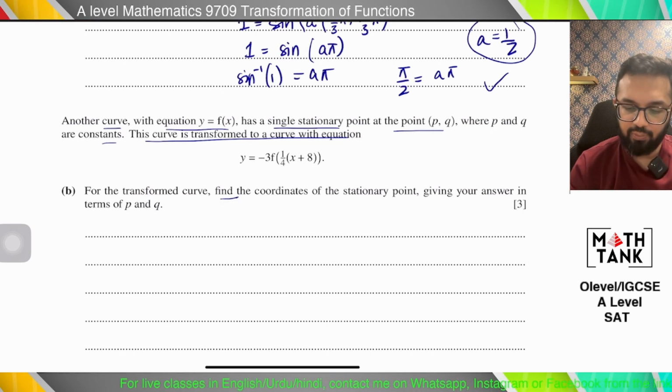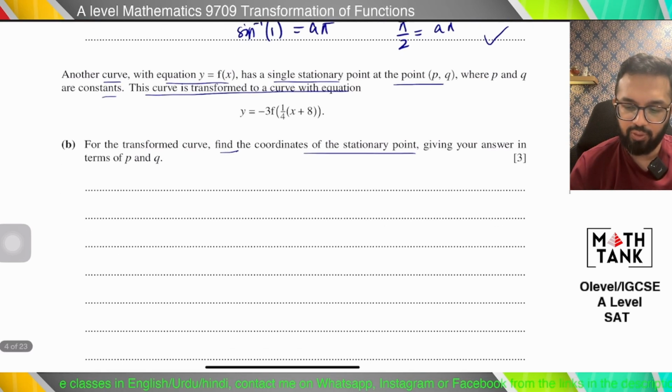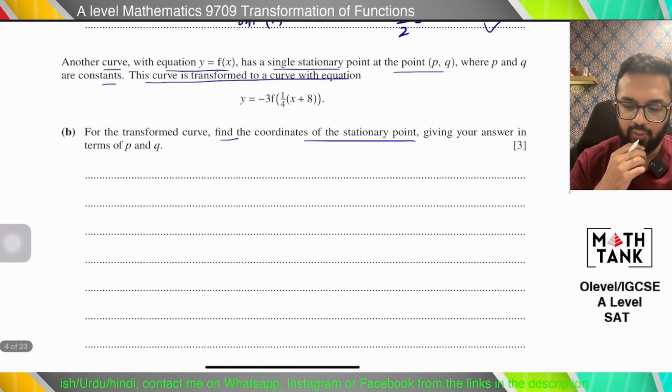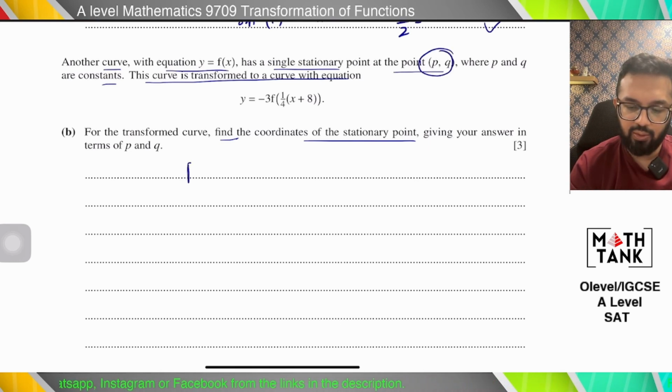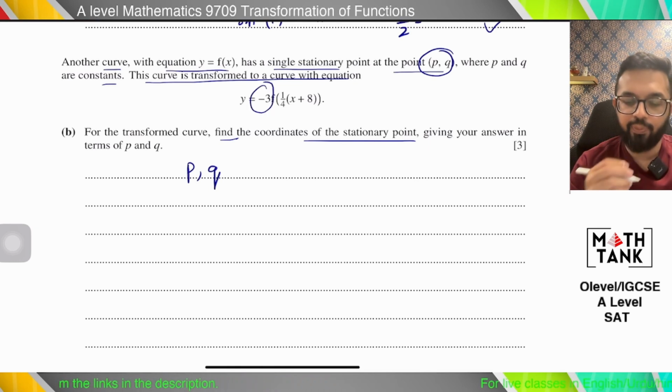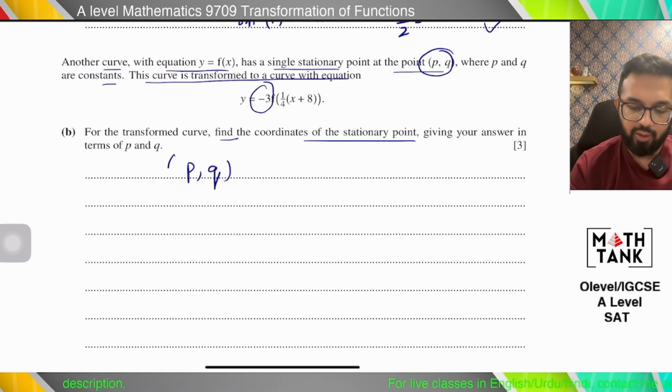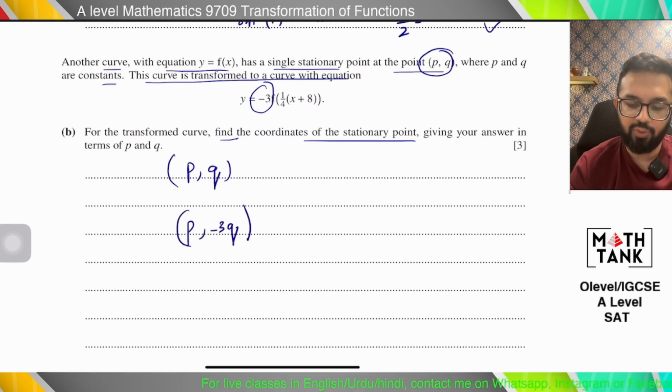For the transformed curve, find the coordinates of the stationary point, giving your answer in terms of p and q. Okay, so if the original was p and q, I see that there is a reflection and a stretch for the y coordinate, so that's going to become p comma minus 3q. Okay, I'm going to do it step by step.